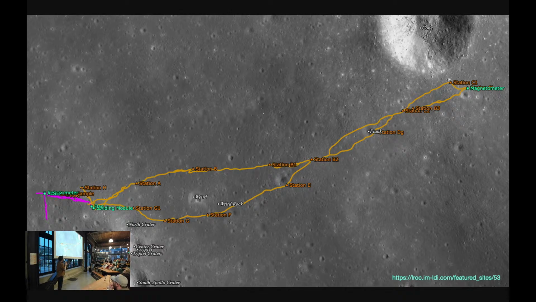This was Weird Rock on the way back. This was weird. I don't know weird what, just weird. They thought that was weird. And then they walked all the way back. This is amazing. There's a couple of grainy photos they took when they were out here looking back at the lunar module.